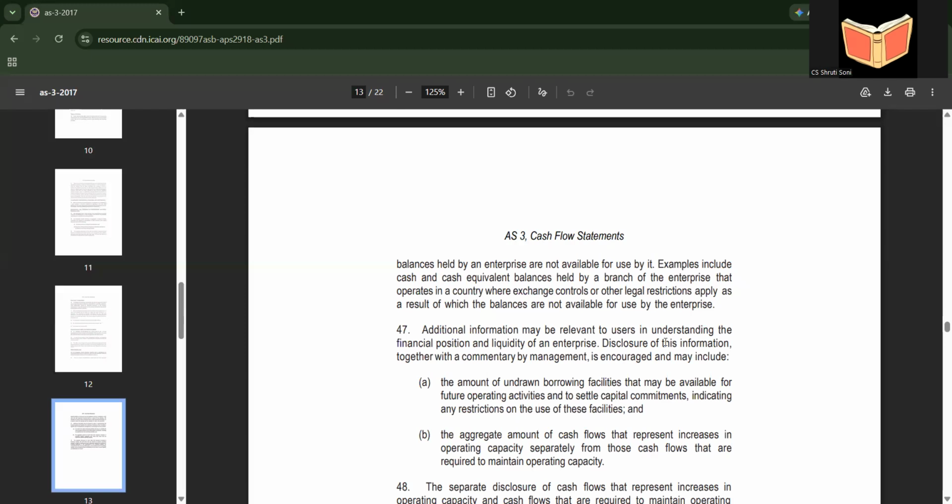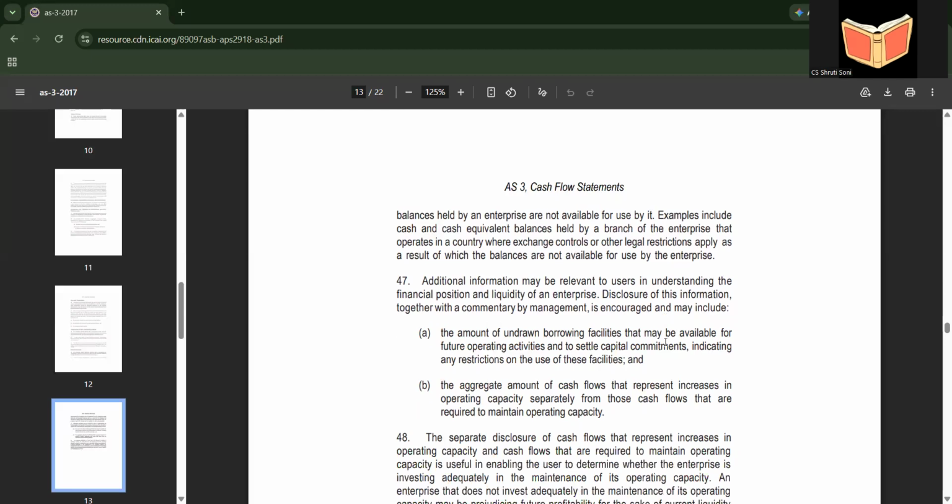It may include the amount of undrawn borrowing facilities that may be available for future operating activities and to settle capital commitments. So whatever is the undrawn borrowing facility, which you have not utilized. You might add that, okay, I'm eligible for this much, but I have not taken this much. So that means there is something which can be used for operating activities, and that is going to be useful to the user. And of course, if there is any restriction on the use of these facilities, that also has to be disclosed.